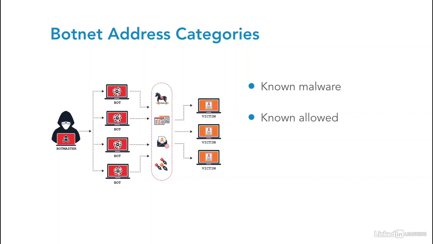Known allowed addresses. These addresses are on the whitelist. Ambiguous addresses are associated with multiple domain names, but not all the domain names are on the blacklist. We also call this the gray list. Unlisted addresses are unknown, and they're not included on any list.